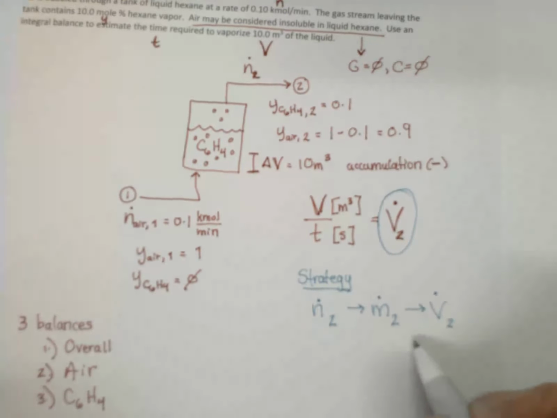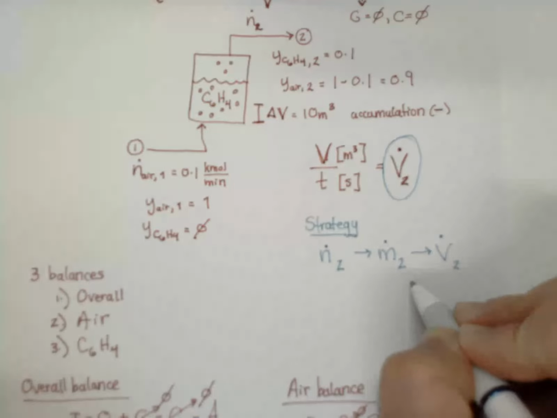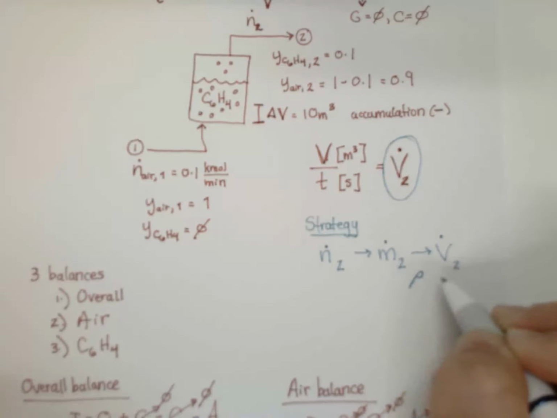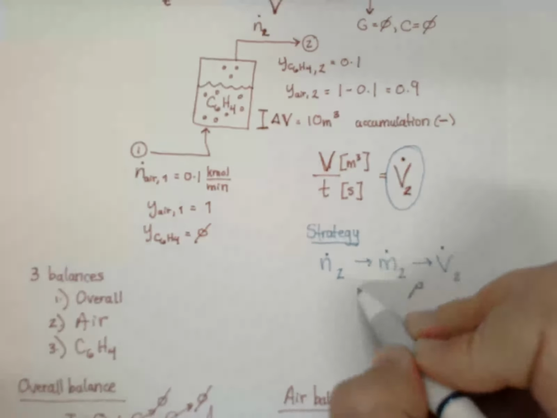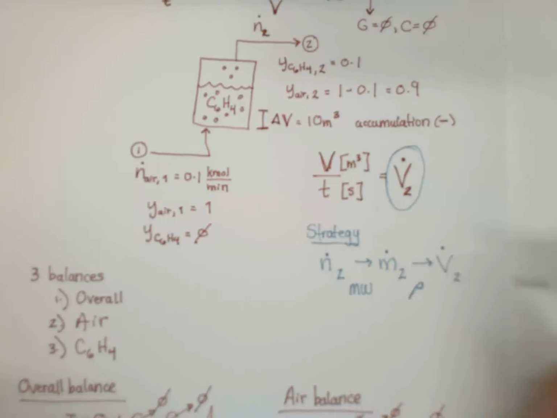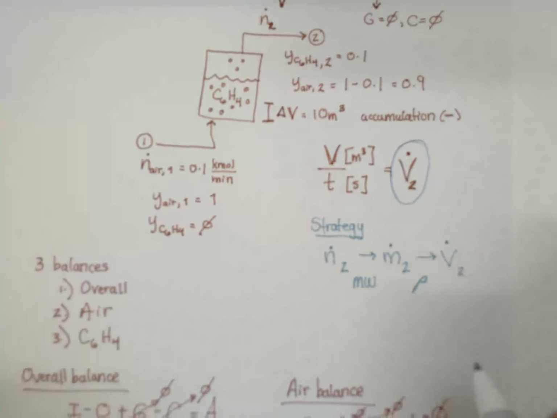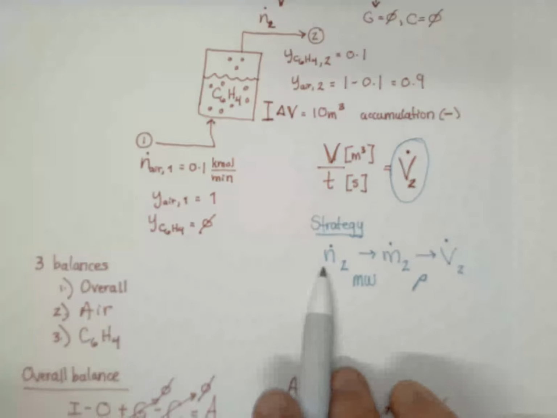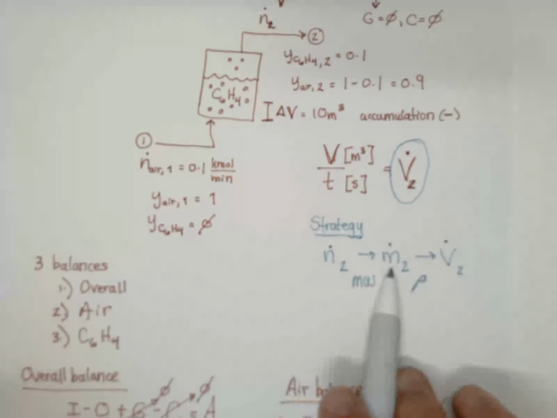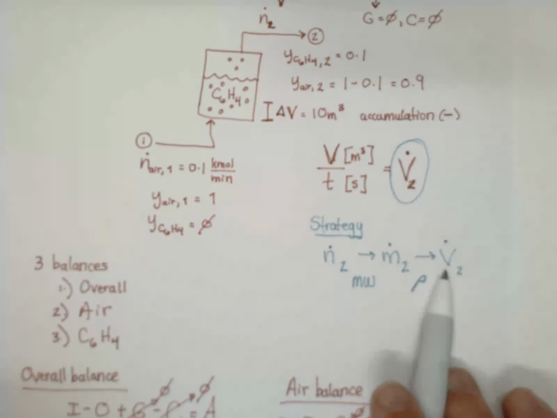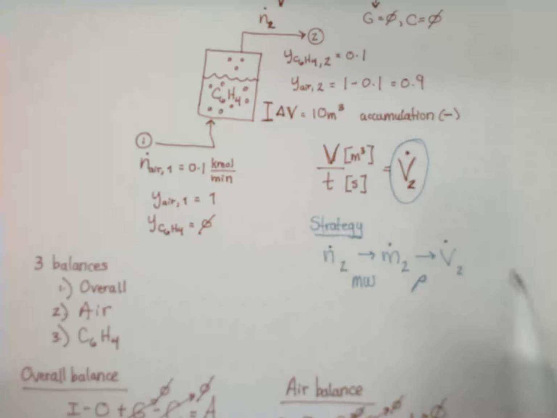We know that these two are related via density. So we could go look up the density of hexane. And these two are related by molecular weight. So we could look up the molecular weight of hexane. So the strategy is to find that N2, convert it to an M2, get a V. If we got a V, we can get a T. All right, let's do that.